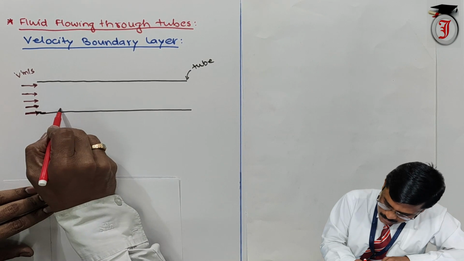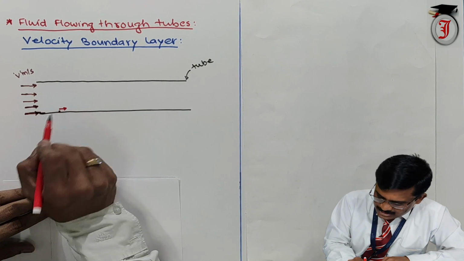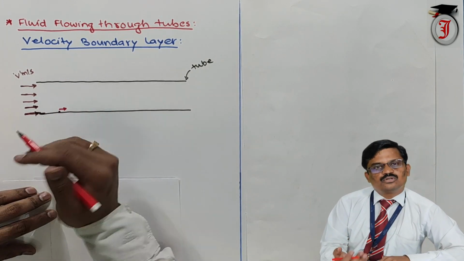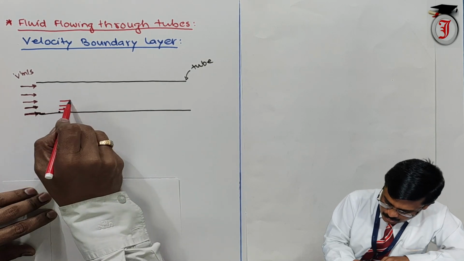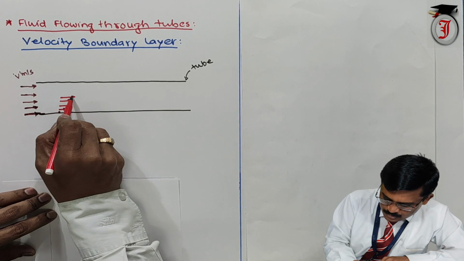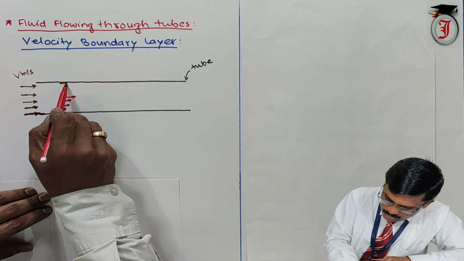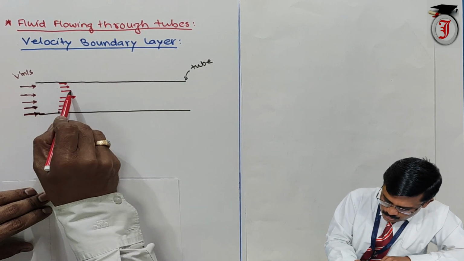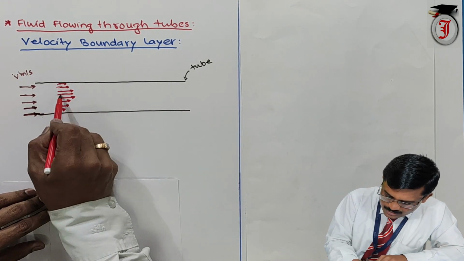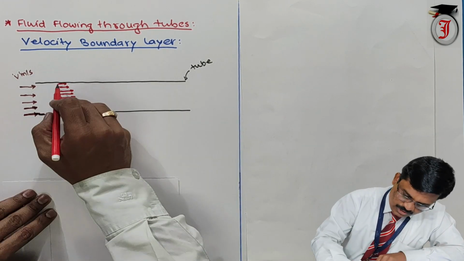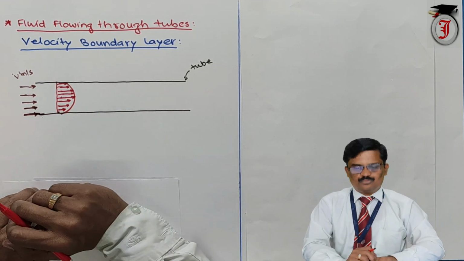And it also slows down the velocity of the adjacent layer because of friction. Then the second layer also slows down the velocity of the next layer, and the next layer again. This happens throughout the tube. So a velocity profile is developed within this tube. So this is called the velocity profile for a tube.